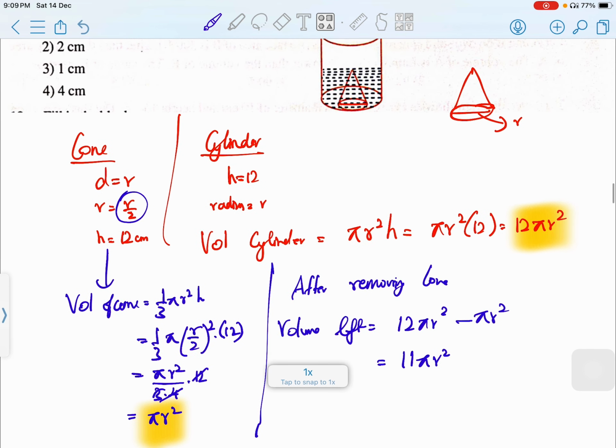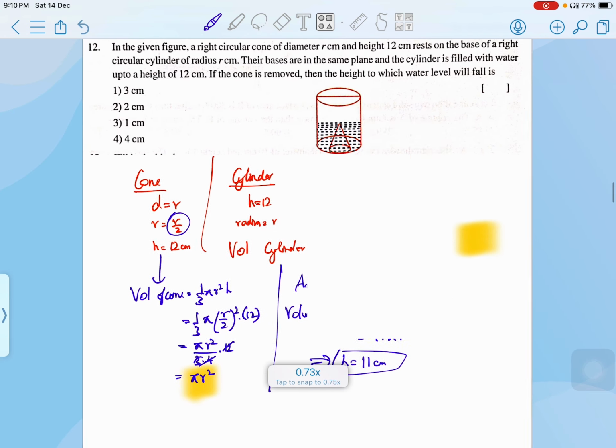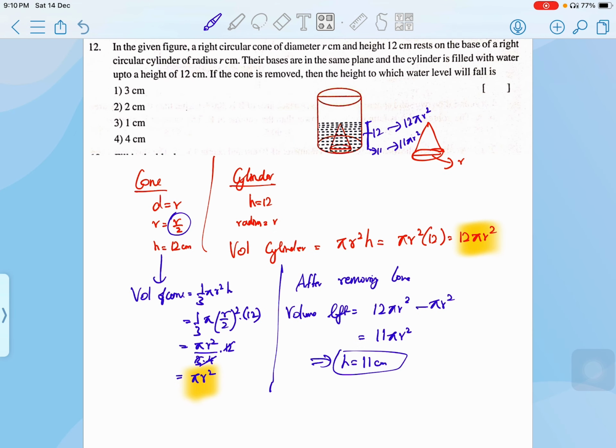When you logically think, the cylinder having a level height 12 means it contributes 12 pi r square. Now after some time its height is changed to something, your volume is 11 pi r square. It implies height is equal to 11 centimeter. So the water level fell by 12 minus 11, 1 centimeter. So the answer will be option C.